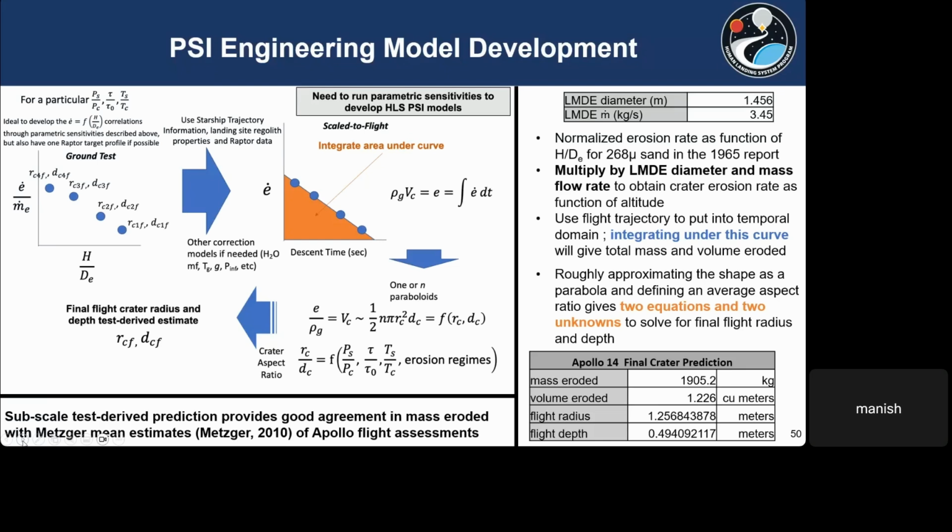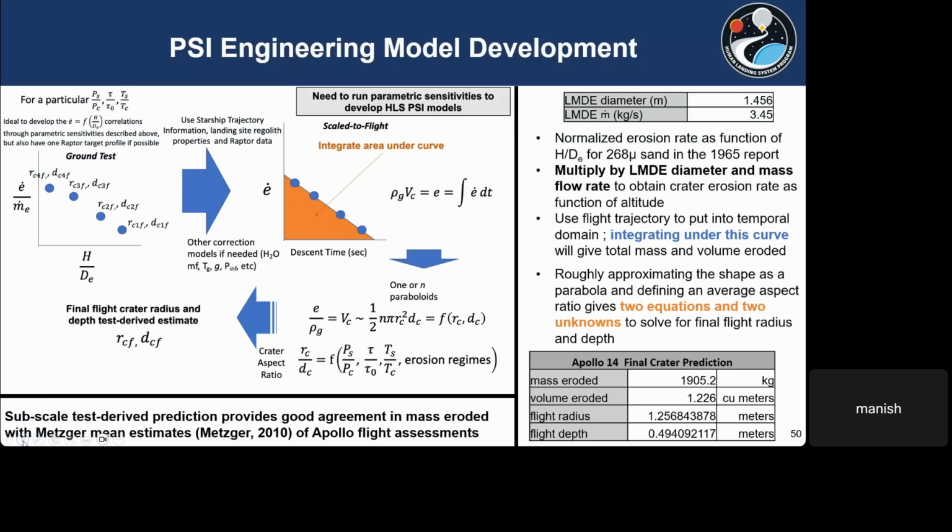We applied this approach with Landon Clark. It was a highly underexpanded plume. Keep in mind it was sand, not lunar regolith. We compared this with Apollo data. Keep in mind this is just one data point, and we all know that Apollo data has quite a bit of uncertainty in the mass eroded, as well as crater depth and diameter. But we did see good agreement.